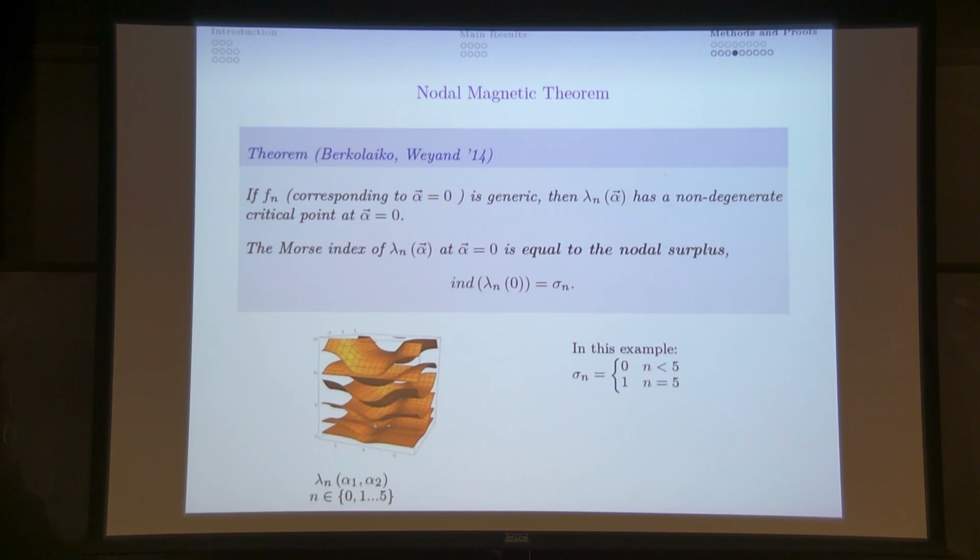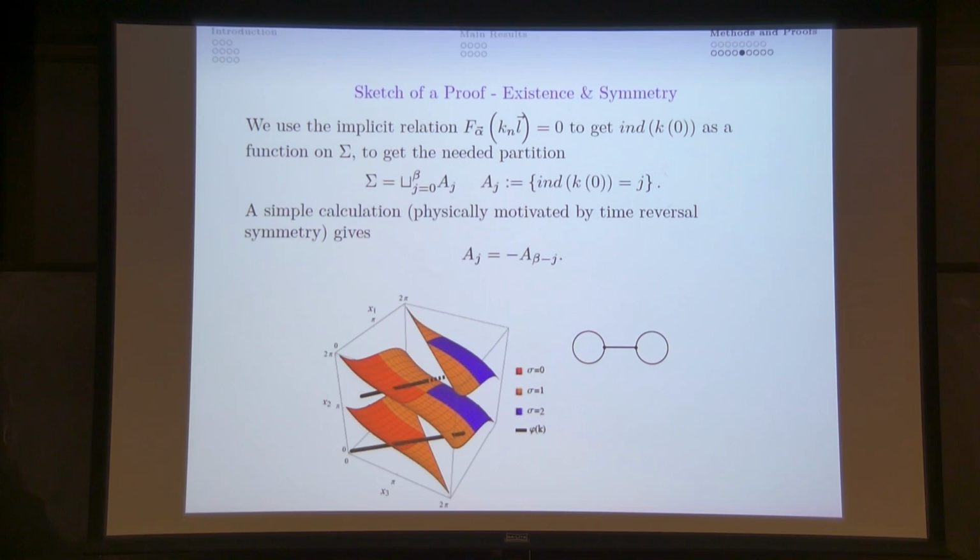So this approach is what allows us to find those AJs that I was talking about. We have some kind of an implicit relation. And from this implicit relation, we get the index as a function of the location along the manifold. So we actually get the Hessian of each eigenvalue. We get a cluster of matrices that are real analytic on the manifold. And we can talk about the Morse indices and consider just where the Hessian has j negative eigenvalues and call it aj.